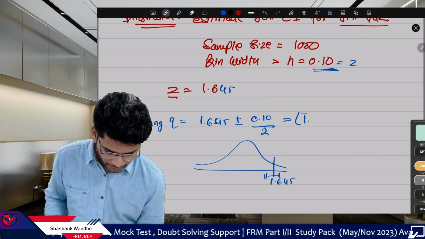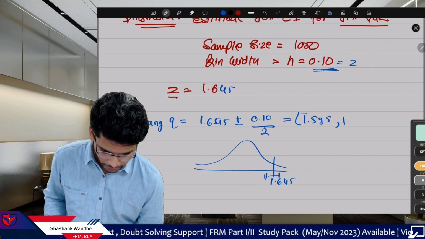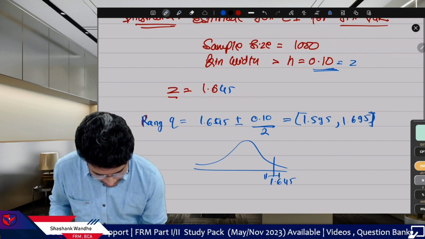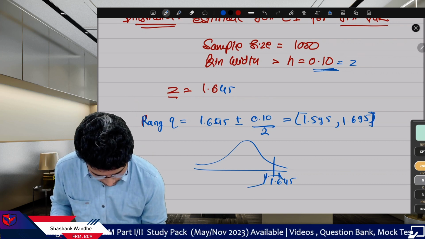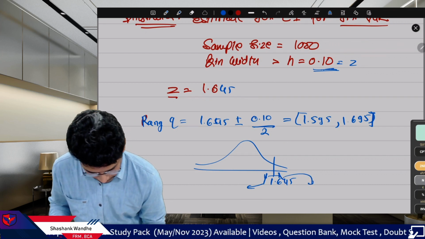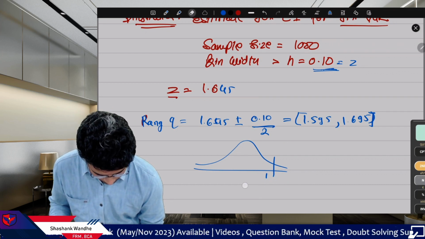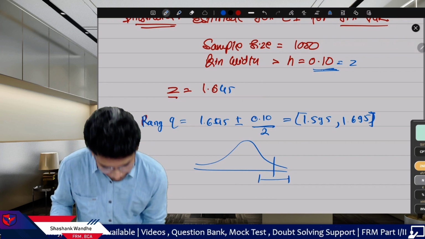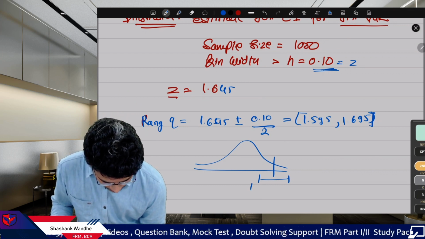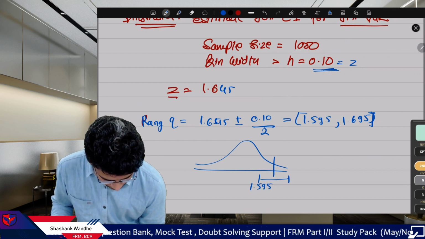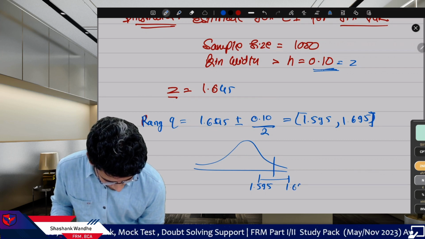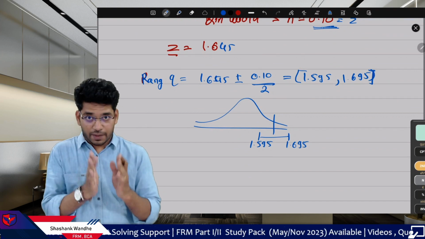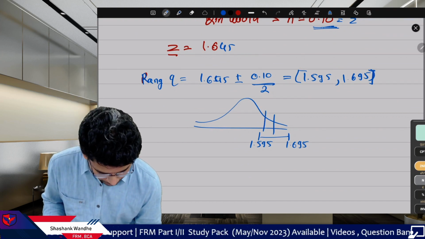And the result of this, I already have the result. So 1.595 and 1.695, like this. So this particular cutoff and this cutoff. I'm just zooming this bin. So this bin will be very small, but I'm zooming this, and you will get a bin like this. So 1.595 and 1.695. Okay. Now next we have to find the probability mass in this particular range, in this particular bin.